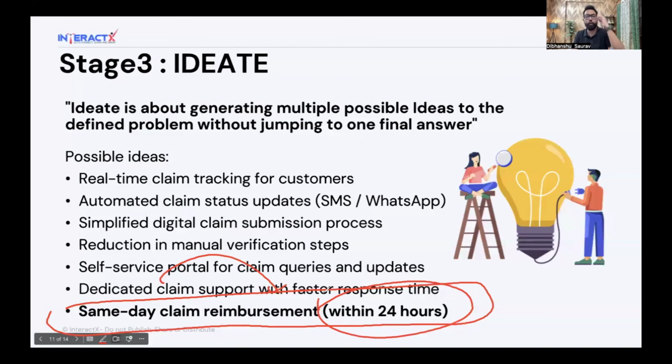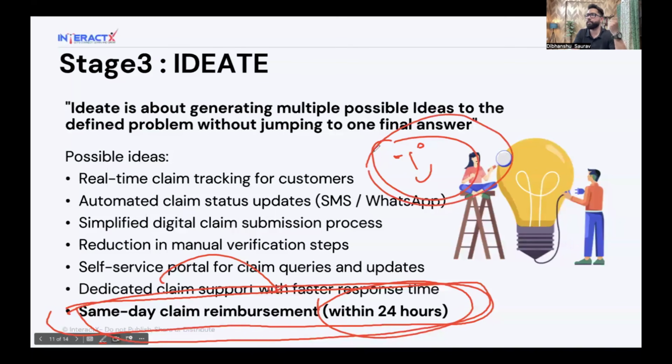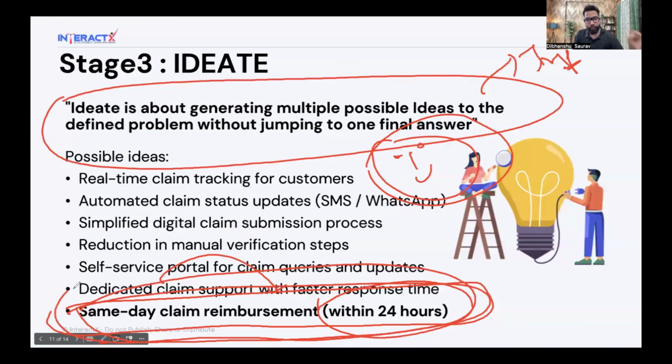Team, my question to all of you: do you agree that if any insurance company in the world is able to do this, and if they market their platform saying within 24 hours we're going to process your reimbursement claim, it can be a happy service for their customers? I'm not saying whether companies are doing it or not. Whether this is possible or not is subject to n number of factors.